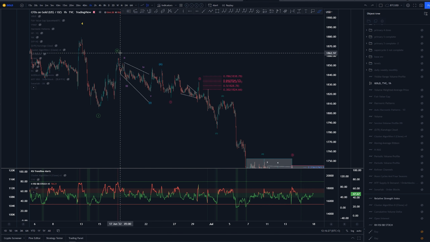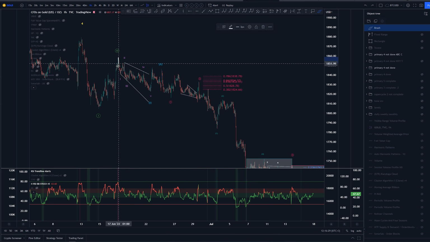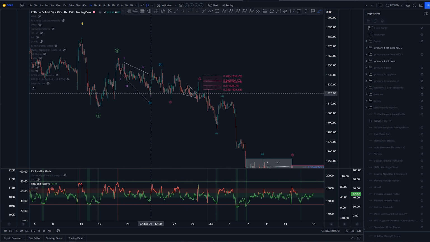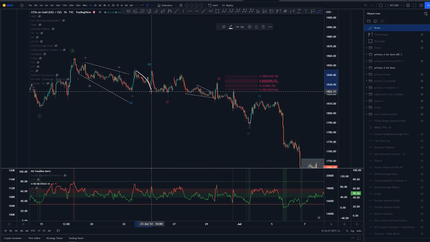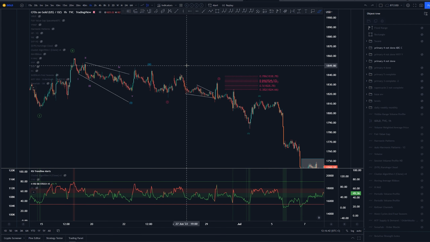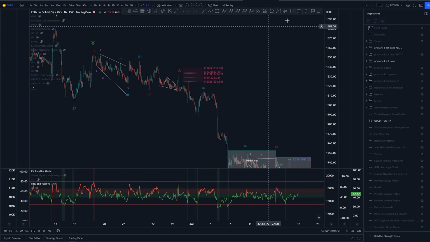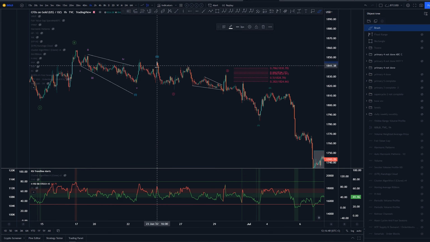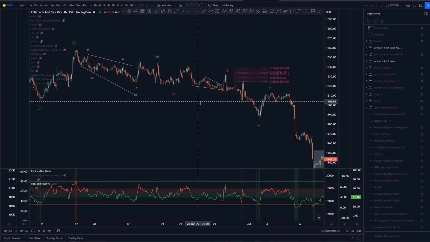The second structure starts from this end of wave 2, again expanding diagonal into wave 1. Then we could have this as a wave 2 already, but again this does not look impulsive, so we instead have this as a zigzag into wave 2, and then we would have this weird looking structure as a 1, 2, 3, 4 and 5.